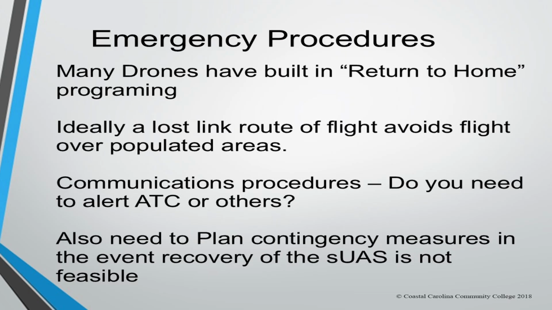Ideally, a lost link route of flight avoids flight over populated areas. Communication procedures, do you need to alert ATC or others? Definitely your crew. Also need to plan contingency measures in the event that the recovery of the drone is not feasible.